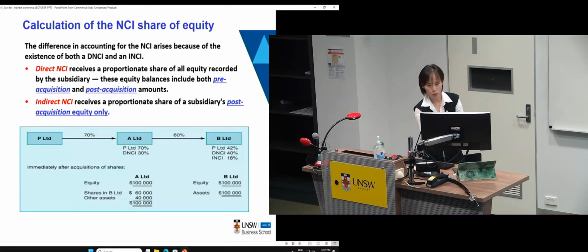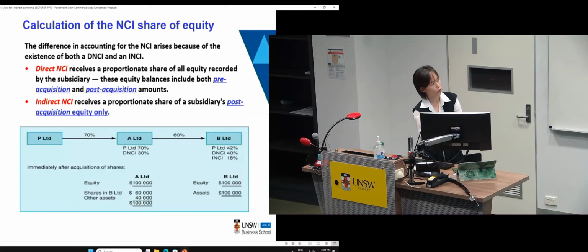Now, so you can see A's net asset, therefore, includes its investment in B, right? So this 60,000 reflects B's pre-acquisition equity balance, which reflects A's share of B's pre-acquisition equity balance, okay? Then this balance, we allocate 30% to DNCI in A. Now if you look at B Limited, we have both DNCI and INCI. So DNCI receives a share of this 40% of 100,000, right? And the parent's share is 42%. So you allocate 42% to the parent company.